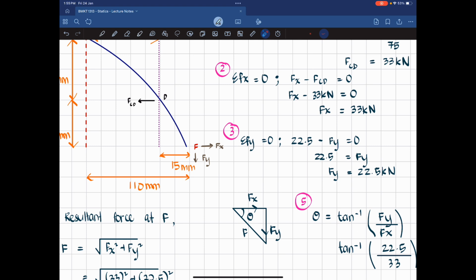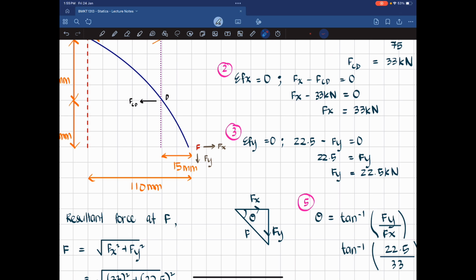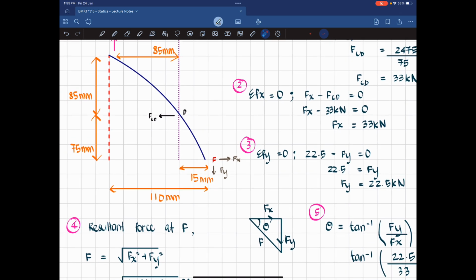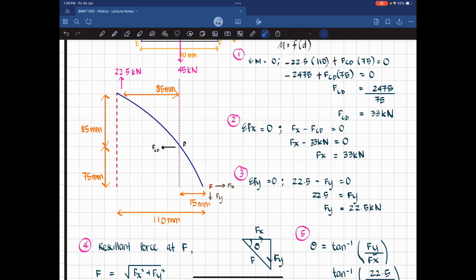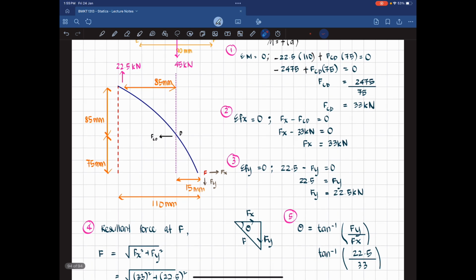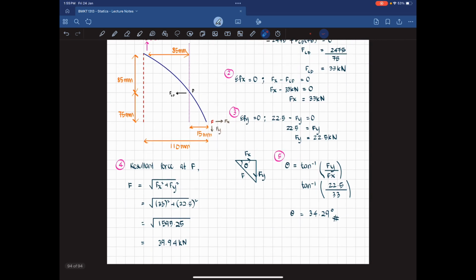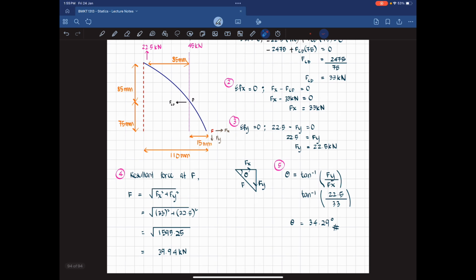The third step is the sum of Fy. We also have three forces: Fy, this one, and this one. For this one, we take 22.5, and negative Fy because Fy is downward, negative, equals 0. So the result for Fy is 22.5 kilonewton.